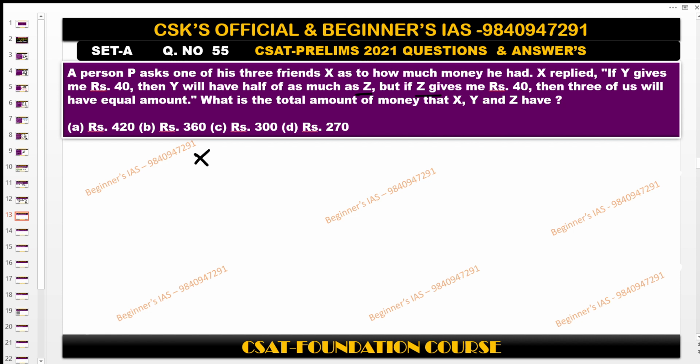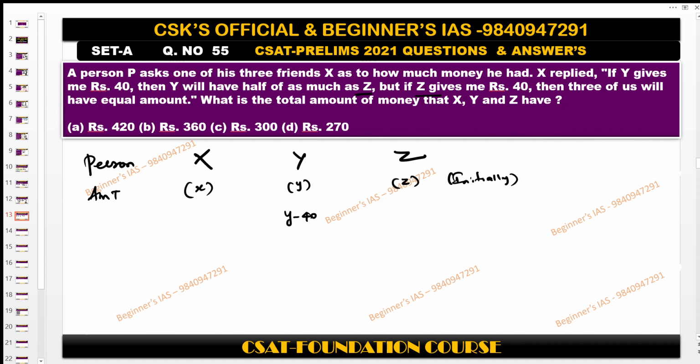So here first of all, I am taking 3 persons, X, Y, Z. For my equation, you don't know the amount, so let us take the amounts as small x, small y, small z. They are having these initially. Now read the statement. If Y gives 40, so listen carefully, Y initially had y rupees. Y gives 40, so here you have to subtract, and for X you need to add: x plus 40.